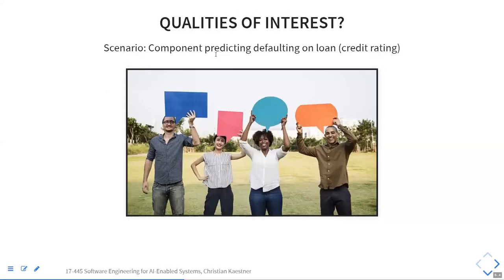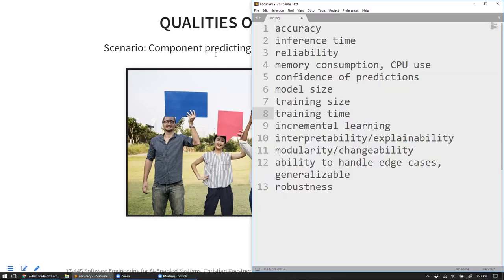So let's say we're not predicting lane markings, but we're predicting whether somebody is going to default on a loan. So we're doing credit rating, right? Somebody applies for a credit card and we want to figure out, should we approve it or not? Which qualities are important now and which are less important? So explainability, definitely. Accuracy, probably.